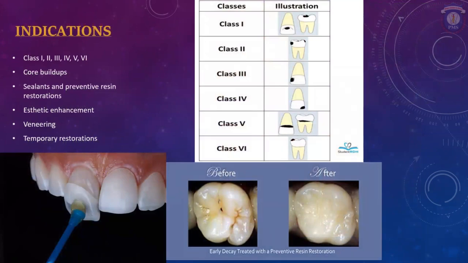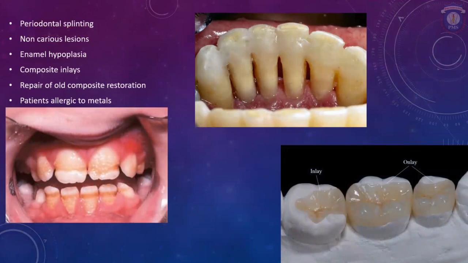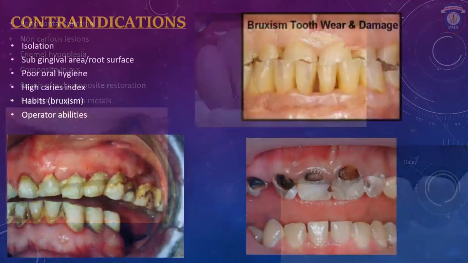The main indications for dental composite involve class 1 to class 6 cavities, core buildup restorations, sealants and preventive resin restorations, aesthetic enhancements, veneering, and temporary restoration. It is also indicated in case of periodontal splinting, non-carious lesions, enamel hypoplasia, composite inlays, repair of old composite restoration, and patients allergic to metals.